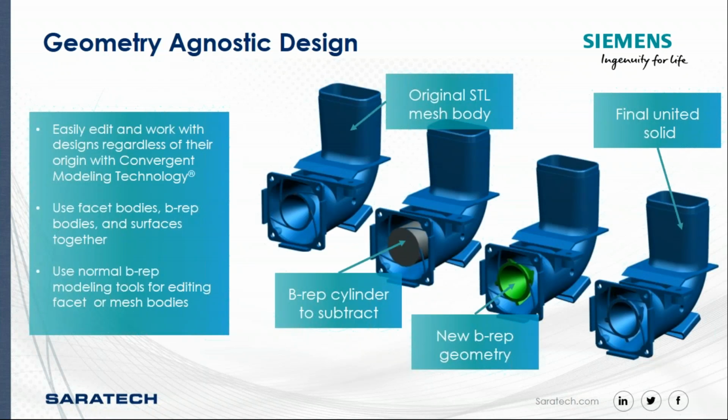So the one thing you notice about these systems if you start to use them is that both topology optimization and lattice structures create geometry that is not parametric CAD geometry like you normally have inside of a CAD system. Normally what you get out of those types of tools is a mesh body or facet body. And most CAD systems do not work very well with those bodies.